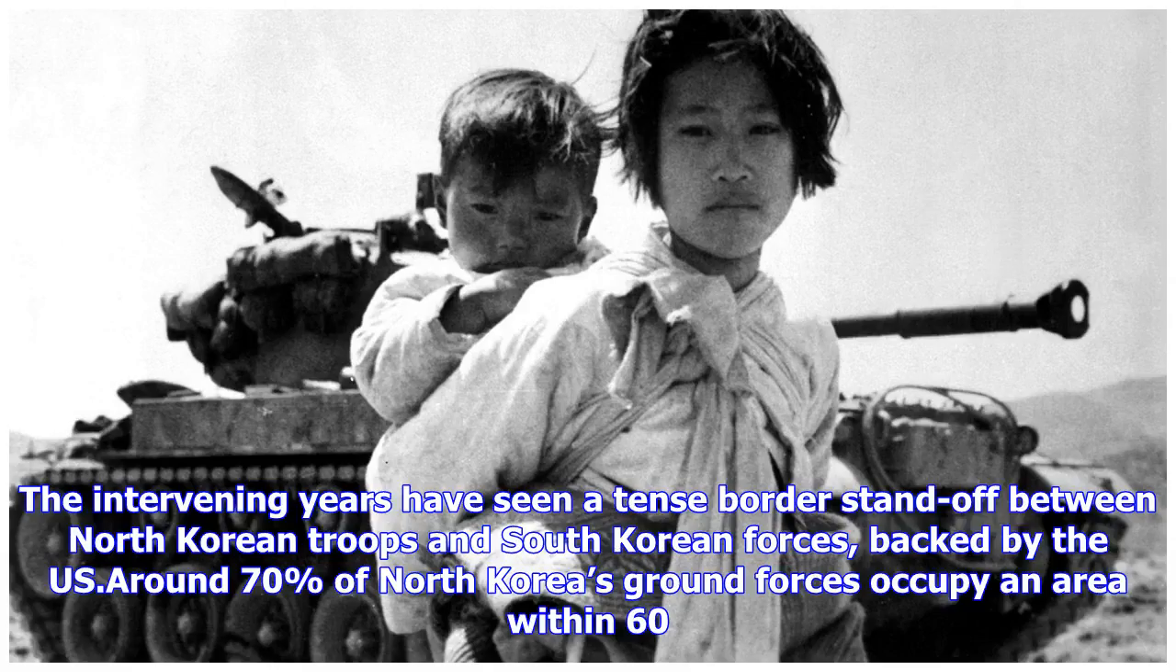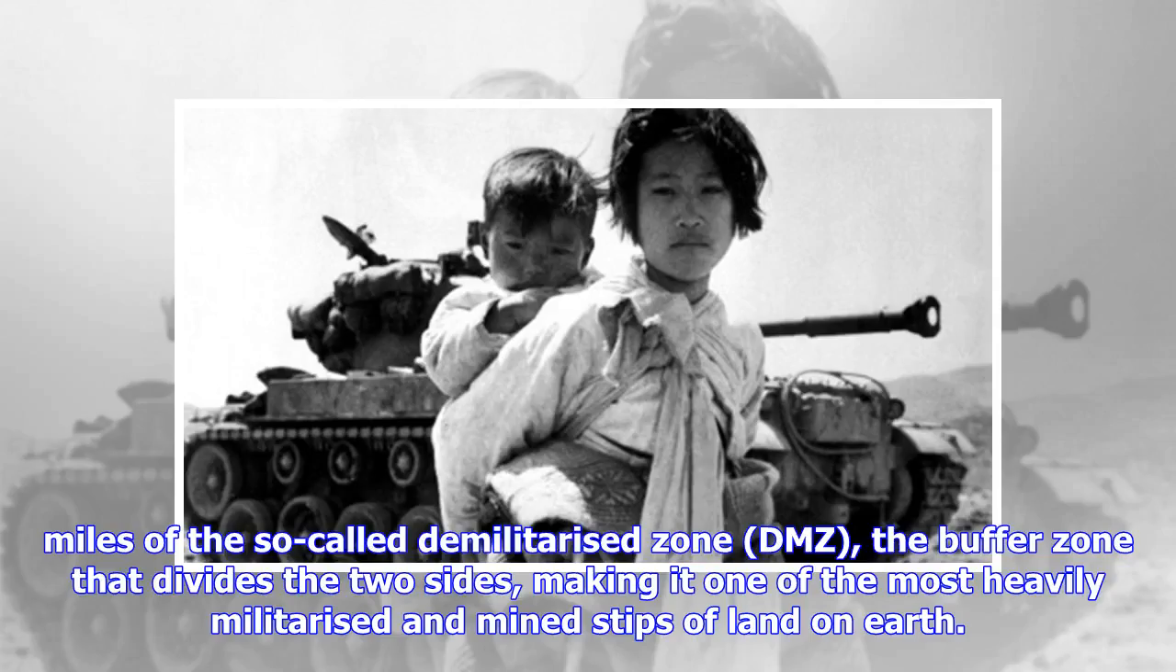The intervening years have seen a tense border standoff between North Korean troops and South Korean forces, backed by the U.S. Around 70% of North Korea's ground forces occupy an area within 60 miles of the so-called Demilitarized Zone (DMZ), the buffer zone that divides the two sides, making it one of the most heavily militarized and mined strips of land on Earth.